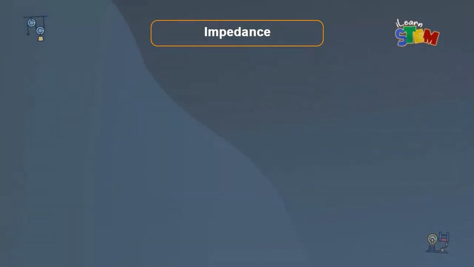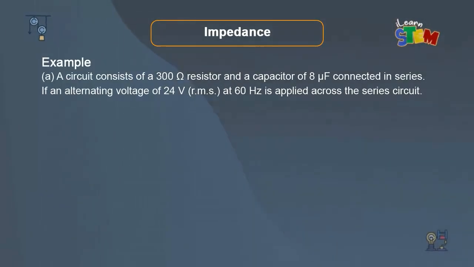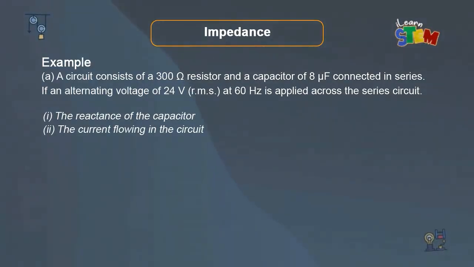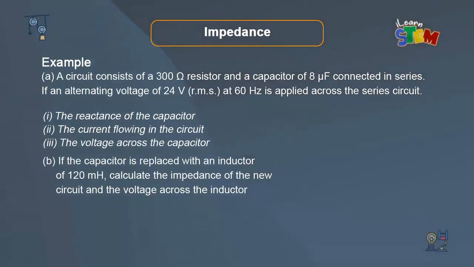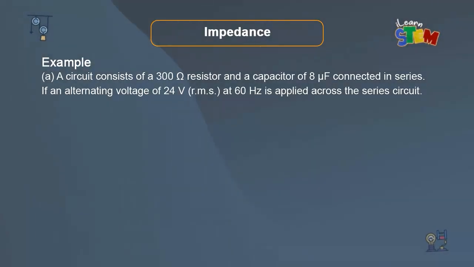Let's solve this example. We are given a circuit with a resistor of 300 ohms and a capacitor of 8 microfarads, connected in series. The applied alternating voltage is 24 volts RMS, at a frequency of 60 Hz. Find 1. The reactance of the capacitor. 2. The current flowing in the circuit. 3. The voltage across the capacitor. B. If the capacitor is replaced with an inductor of 120 mH, calculate the impedance of the new circuit and the voltage across the inductor.